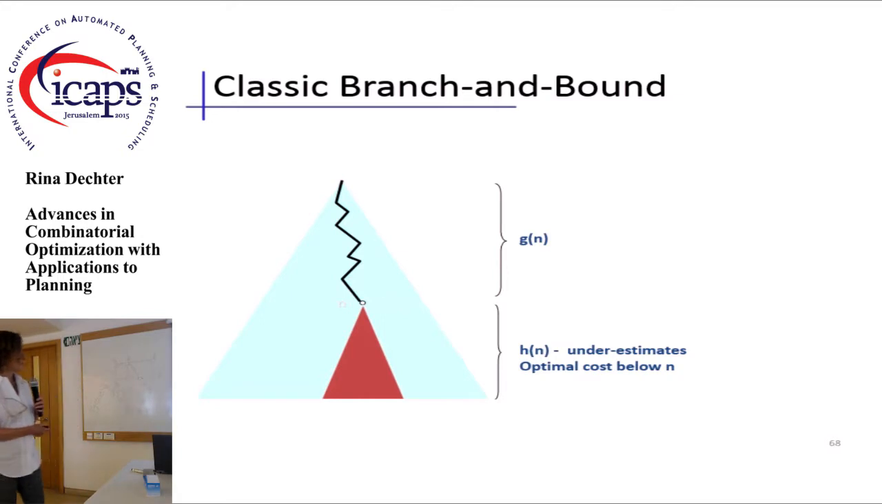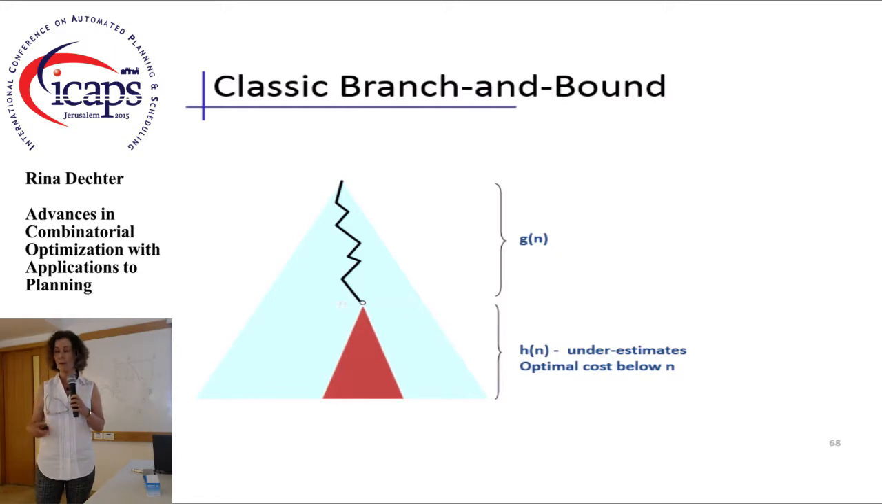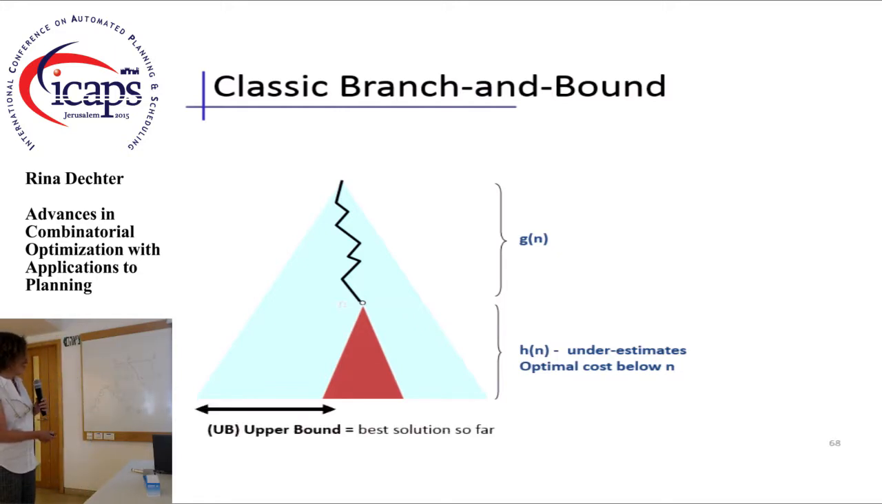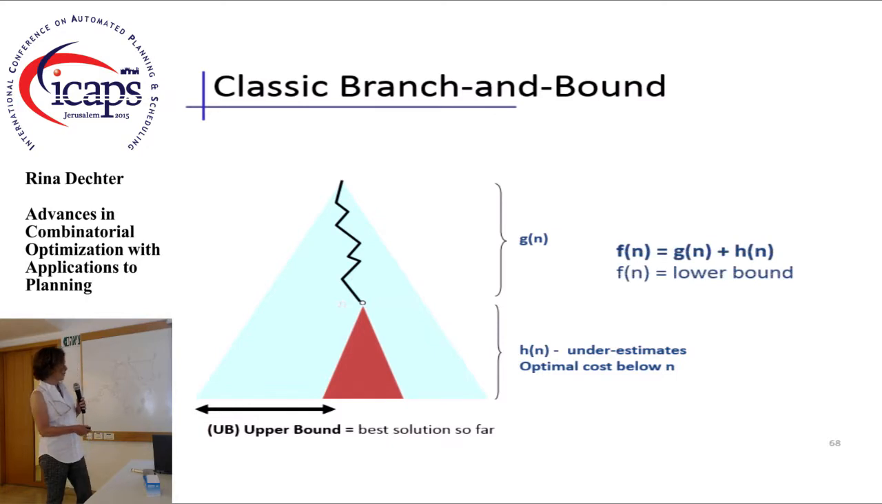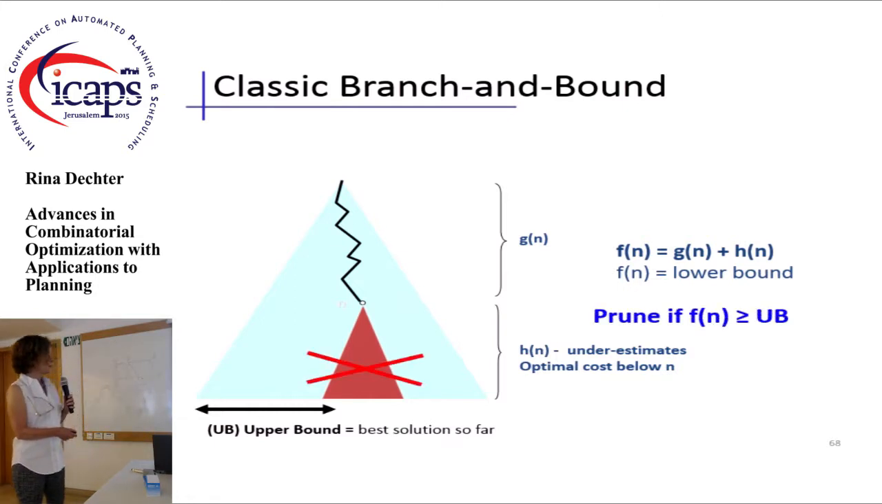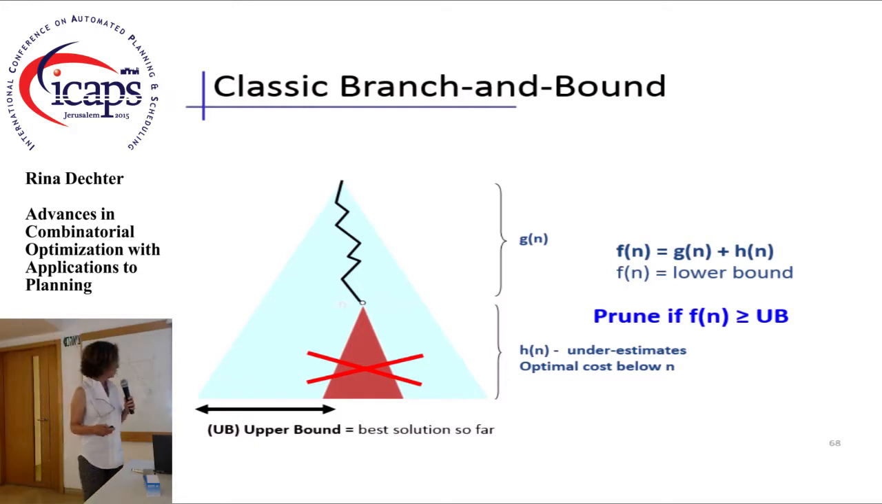So a picture of depth first branch and bound is here. If we are using a heuristic, we want a path, we have a G that captures the length of the path that we discovered up to a node N, and we have a heuristic evaluation function H that is an underestimate if we are doing minimization, and we have the current search that we passed giving us an upper bound on the best solution so far. The evaluation function is G plus H, and we prune if the evaluation function is greater than the upper bound, because we know that there is no potential of a better solution than what we found so far. So this is the classical branch and bound.